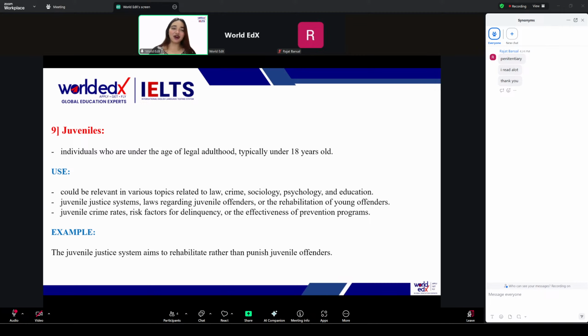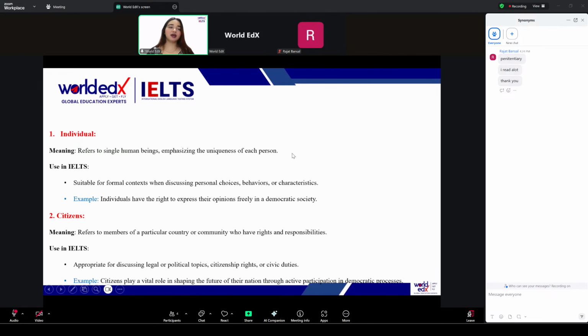In terms of vocabulary where you need to use legal language, that is not very prevalently used in the writing section. You have more generic topics, but penitentiary is a word that you can use for lockup. Very good.